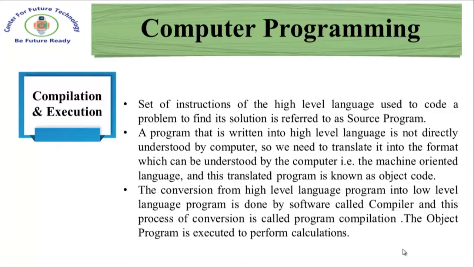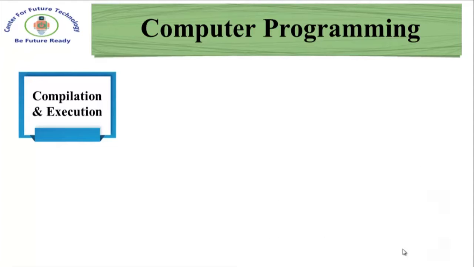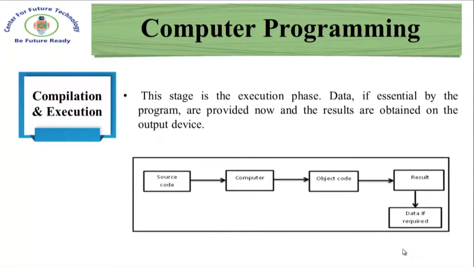The object program is executed to perform calculations. Compilation and execution. This stage is the execution phase. Data, if required by the program, are provided now and the results are obtained on the output device.